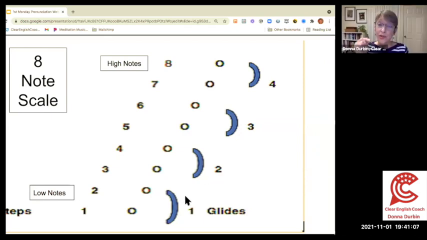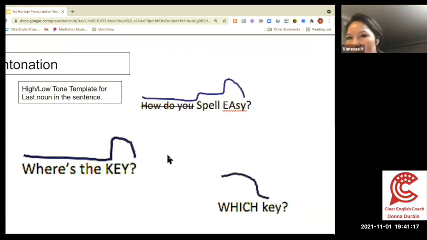So you're not able to do the glides, Vanessa. You're having trouble with the control of your throat to do the glides. So that would be something you would want to work on. So let's look at this intonation.